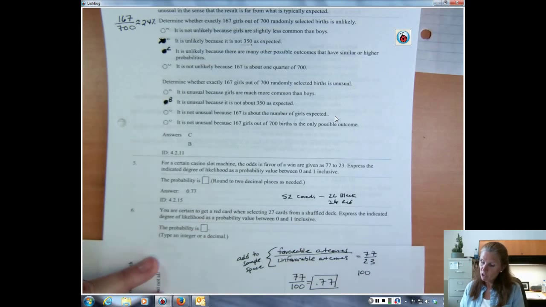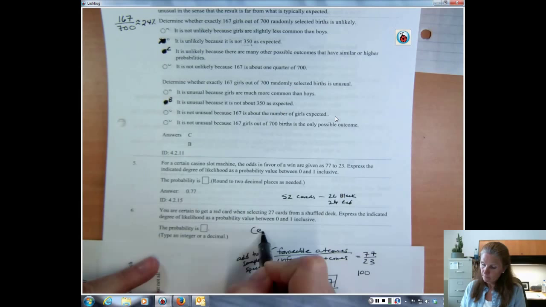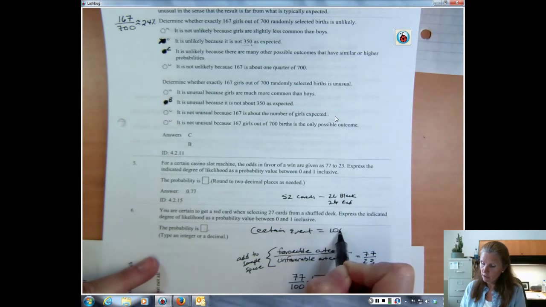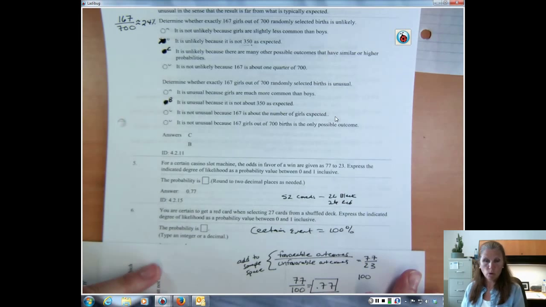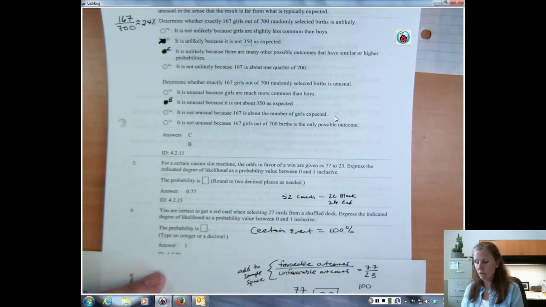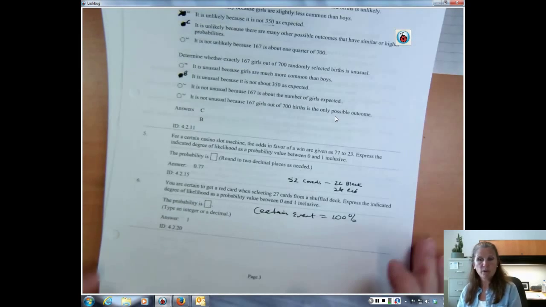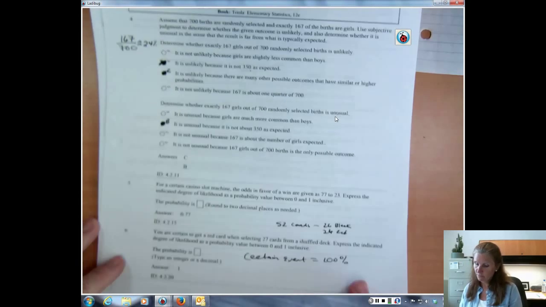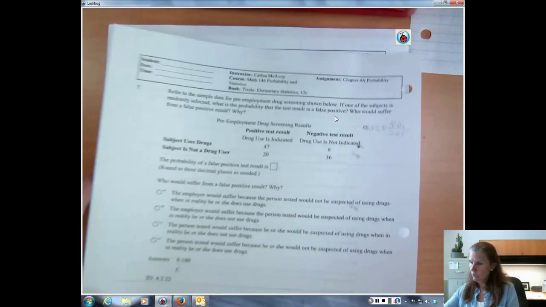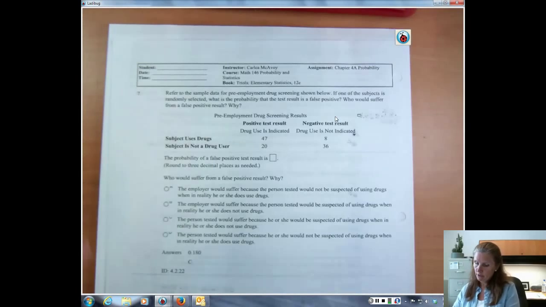That makes sense. Express the indicated degree of likelihood as a probability between 0 and 1. Well, it's going to happen. It has to happen. That's a certain event. When we say certain event, it's like 100% chance. And as a decimal, that's just 1. So 100% chance means yes, it's going to happen. You are going to draw a red card by the 27th card, and probably way before that, right? But that's a certain event. Okay, cool. All right, number 7.